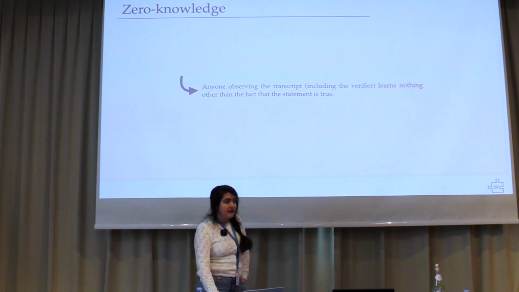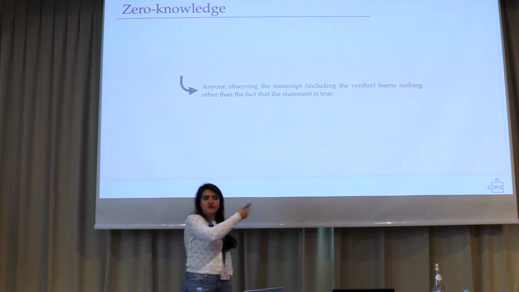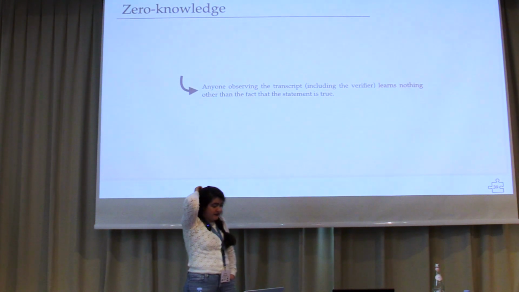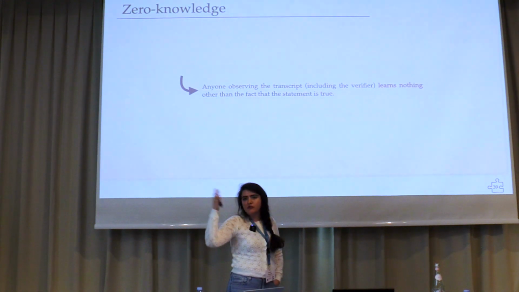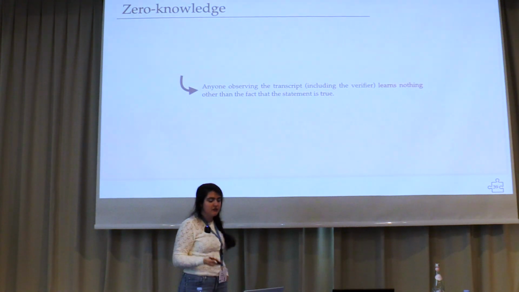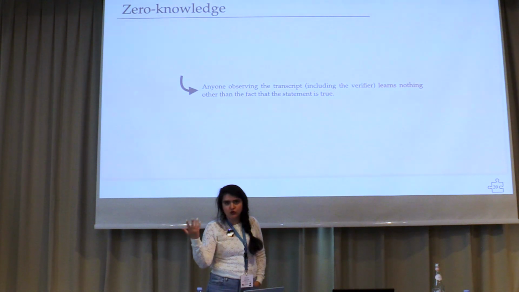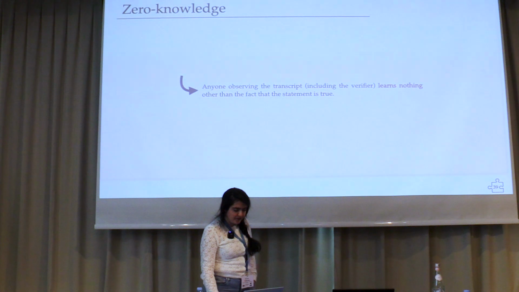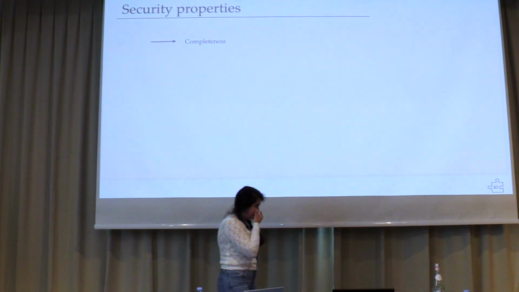And then zero knowledge is the property that anyone who can observe the transcript learns nothing about the secret other than the fact that the statement is true. So it looks like you can simulate it if you want. You can simulate a transcript of the scheme even if you don't know anything about the secret, and it will look correct to anyone but the verifier. Okay. So does this MPC have this property?